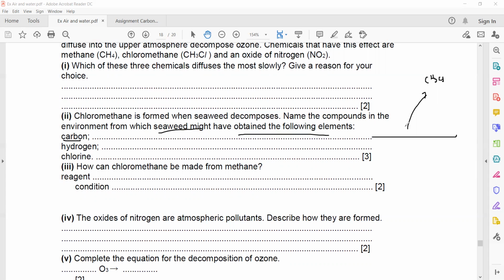From where is the seaweed, which is growing on the surface of the water, taking carbon? It can get carbon from carbon dioxide. From where can it get hydrogen? It can get hydrogen from water. And from where does it get chlorine? It can get chlorine from the dissolved salt, because seawater contains dissolved salt, so it can obtain this chlorine from the chloride salts dissolved in water.